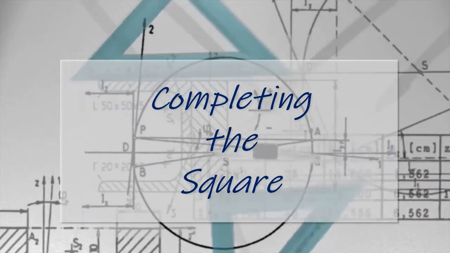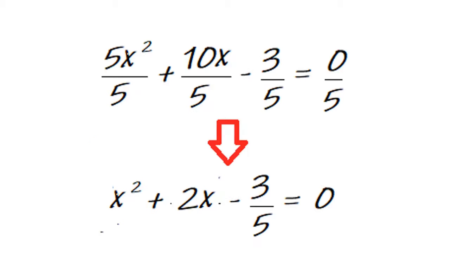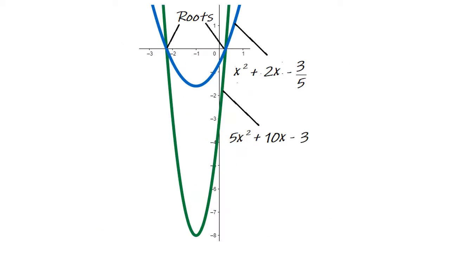We'll find the roots of 5x squared plus 10x minus 3. Before we can even start, we need to do some pre-processing. First, that 5 at the beginning has got to go. We can vanquish it by dividing everything by 5. This new, easier to solve equation codes for a different parabola, but with the same roots.